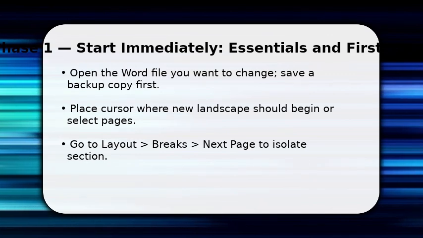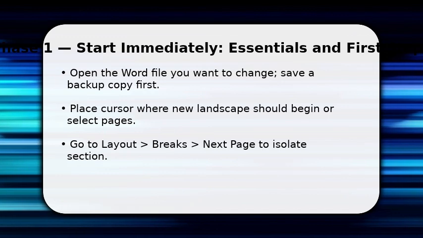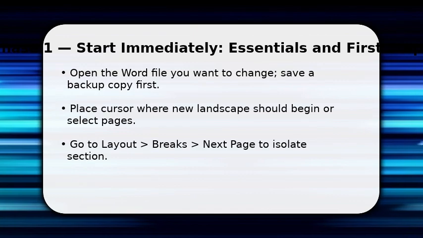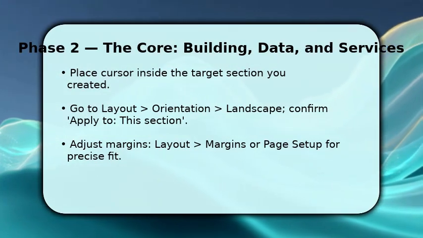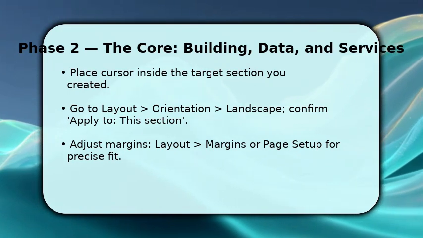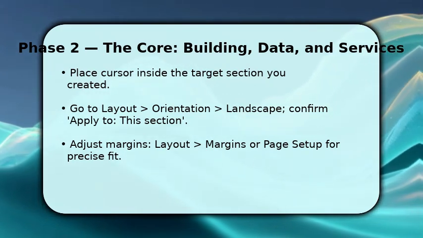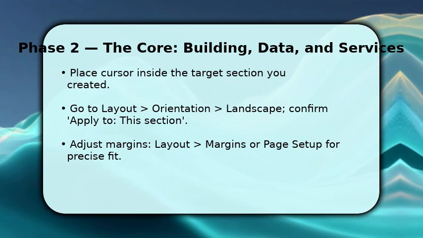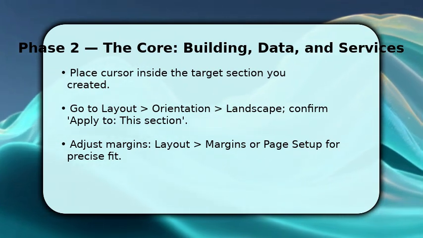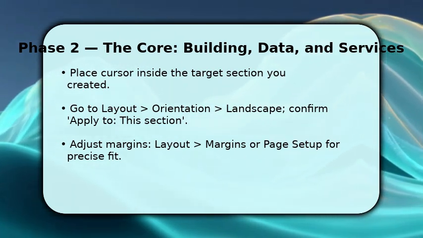Once the section exists, you're ready to change orientation for only that section without disturbing headers, footers, or margins elsewhere in the file. With the cursor inside the section, open Layout and choose Orientation, then select Landscape. Important: open Page Setup dialog and set Apply to this section, not the whole document. This is why you made the break, it scopes the change.